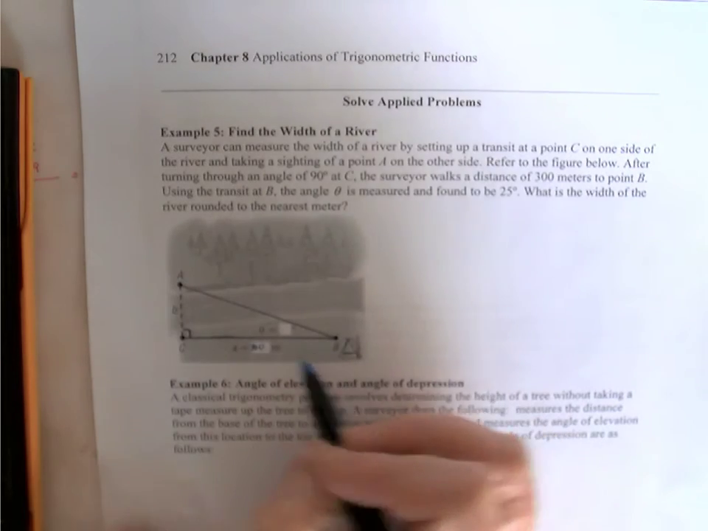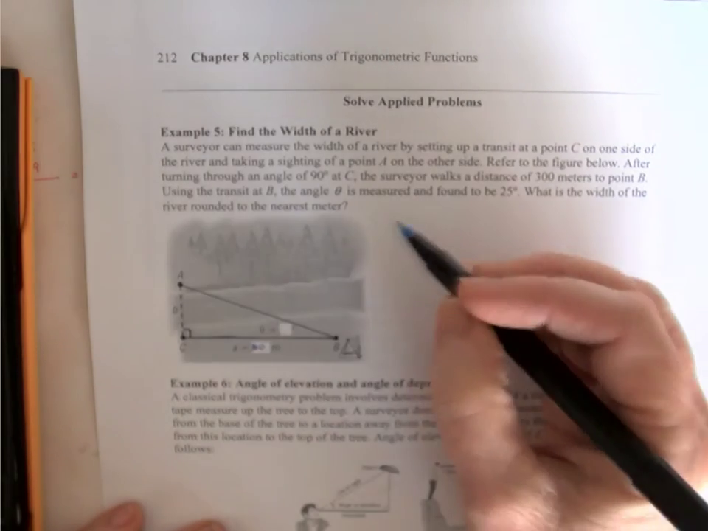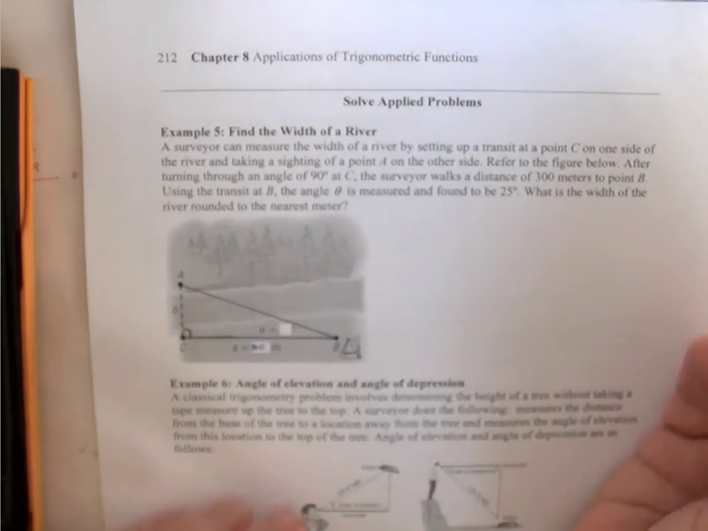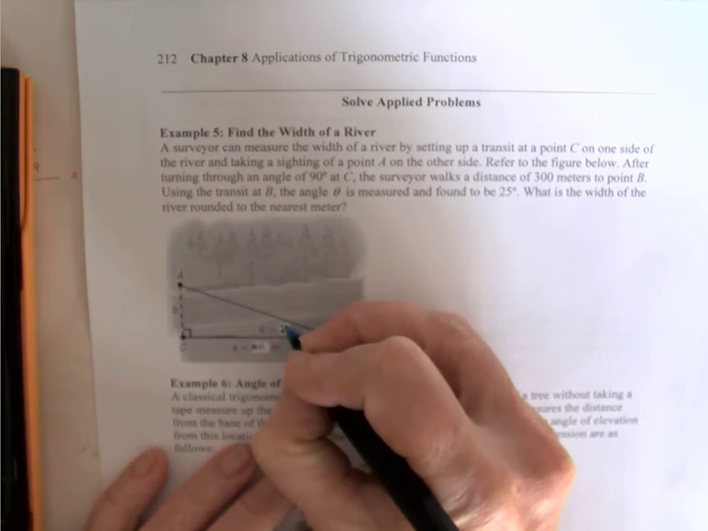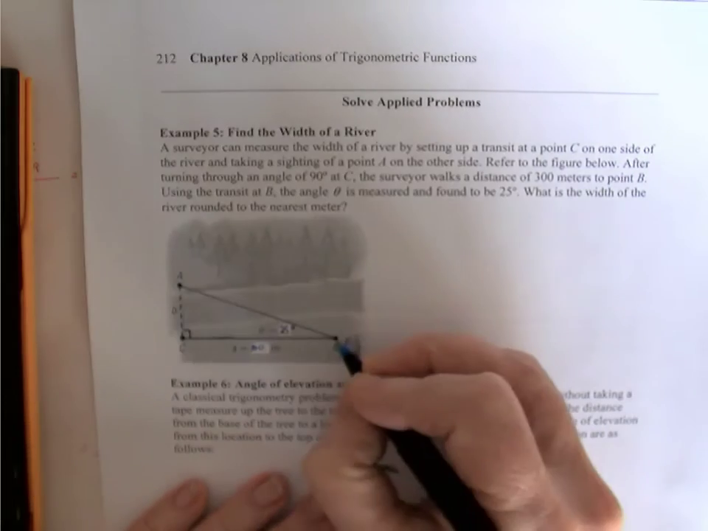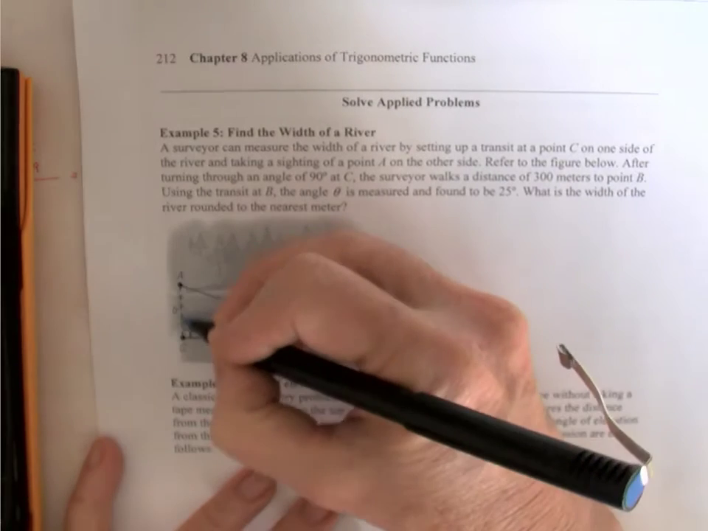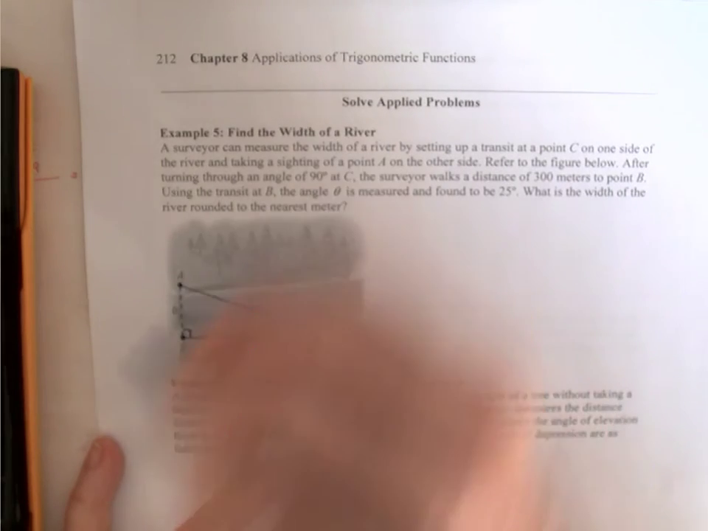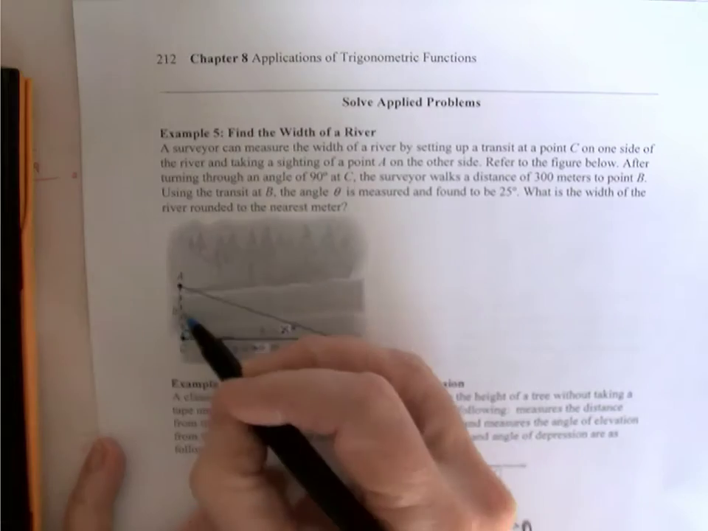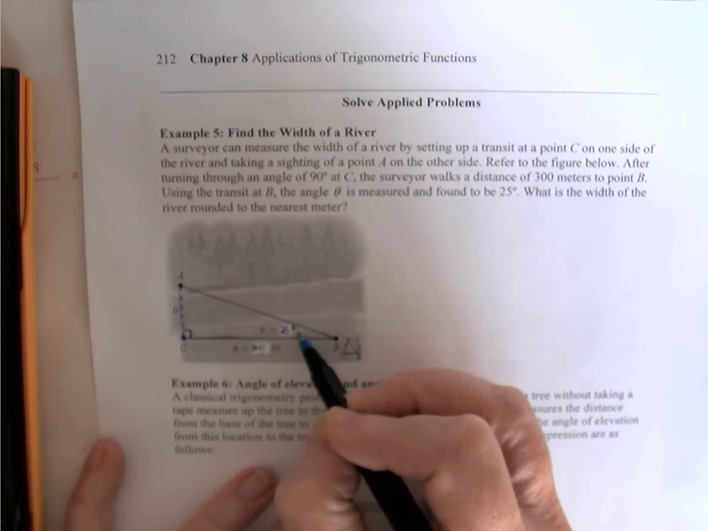I know that's kind of hard to see. We also know that using the transit at B, the angle theta is measured and found to be 25 degrees. So the acute angle at point B is 25 degrees. We're looking for the width of the river, so we're looking at this. And what you remember from geometry is that we have the opposite leg that we're looking for, we have the adjacent leg, and we have an acute angle.